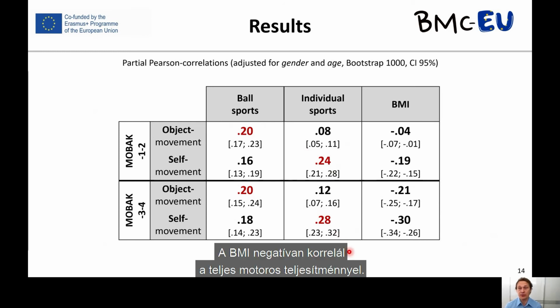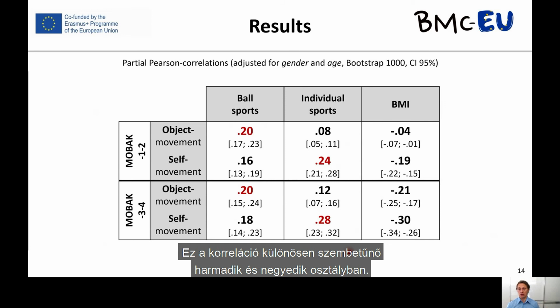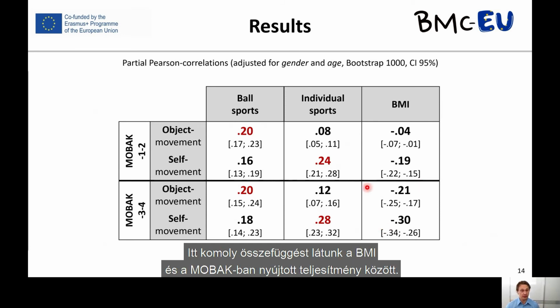The BMI is negatively related to motor performance in total. This correlation is particularly evident in the 3rd and 4th grade. So you see here a really big association between BMI and the performance in the MOBAK.